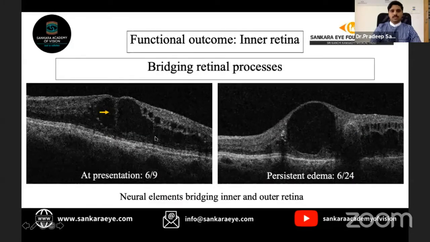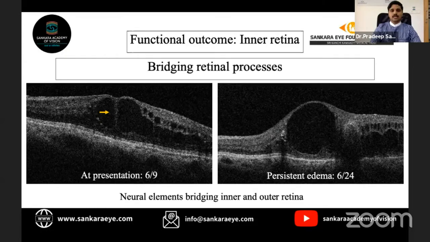Bridging retinal processes. Here we can see that within this cyst there is a bridging process. This process usually is indicative of a better visual function, as they would be suggestive of neural elements bridging the inner and outer retina.